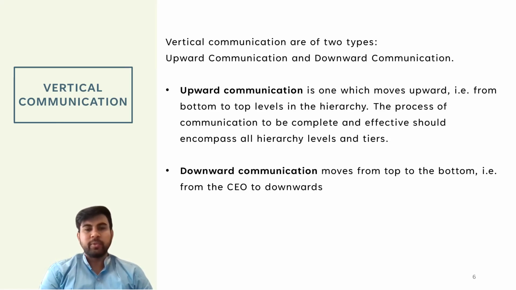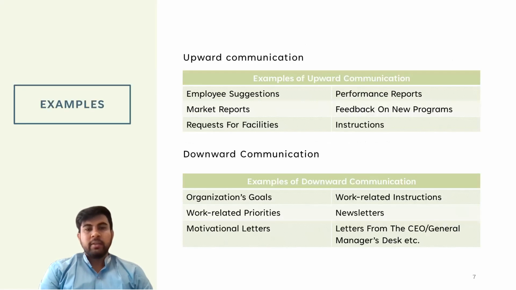We'll see a few examples of upward and downward communication. The examples of upward communication are employee suggestions, performance reports, feedbacks, requests for facilities, and instructions. Instructions are also counted as upward communication. It can also be counted in downward communication, depending on who is giving or who is taking. The examples of downward communication are organization goals, work-related goals, newsletters, motivational letters, letters from the CEO, general manager's desk, etc.